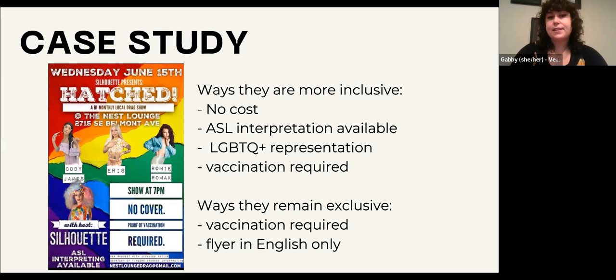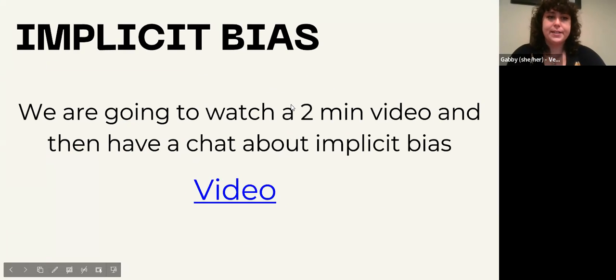And all of these things are just a case study of one specific event. So many different ways people can feel included or excluded just from a flyer. So thank you for taking a second just to look at this, and maybe some of you will attend the drag show tonight. But let's move into our next conversation point, implicit bias.